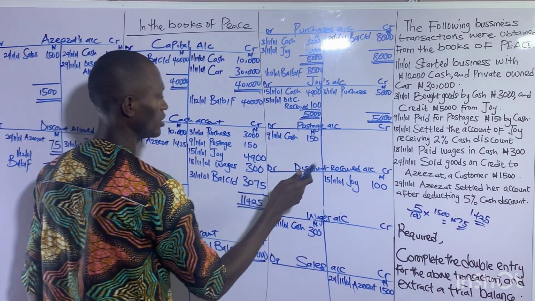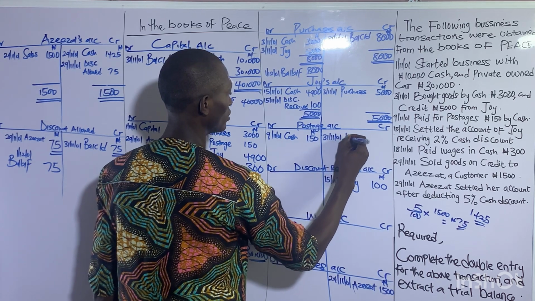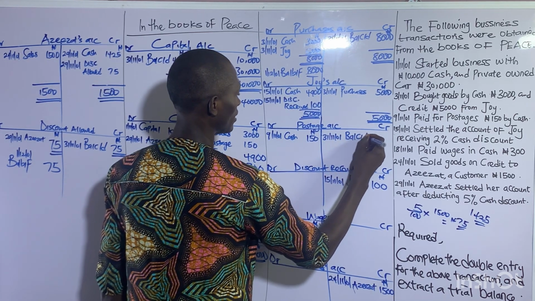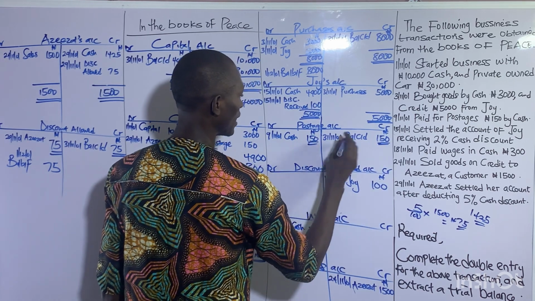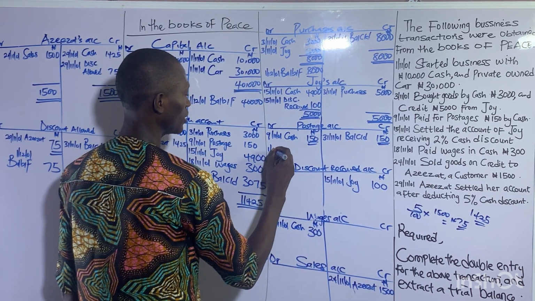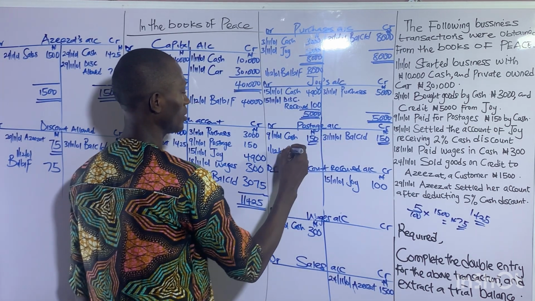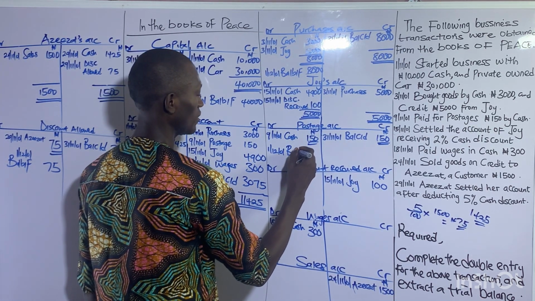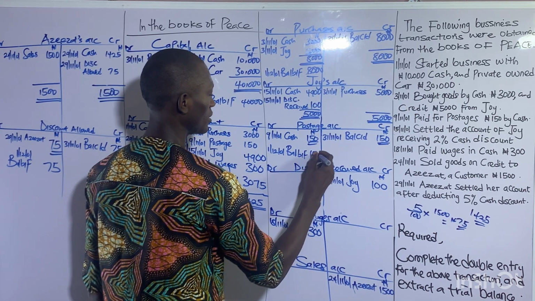Then for postage, we have 31st 11/01. So we have balance carried down, that's 150. Then for every balance carried down, there must be balance brought forward. That's for the new period now, 01. The old period is 11, so the new period now is 12. That's the 12th month of the year. Balance brought forward, that's 150.